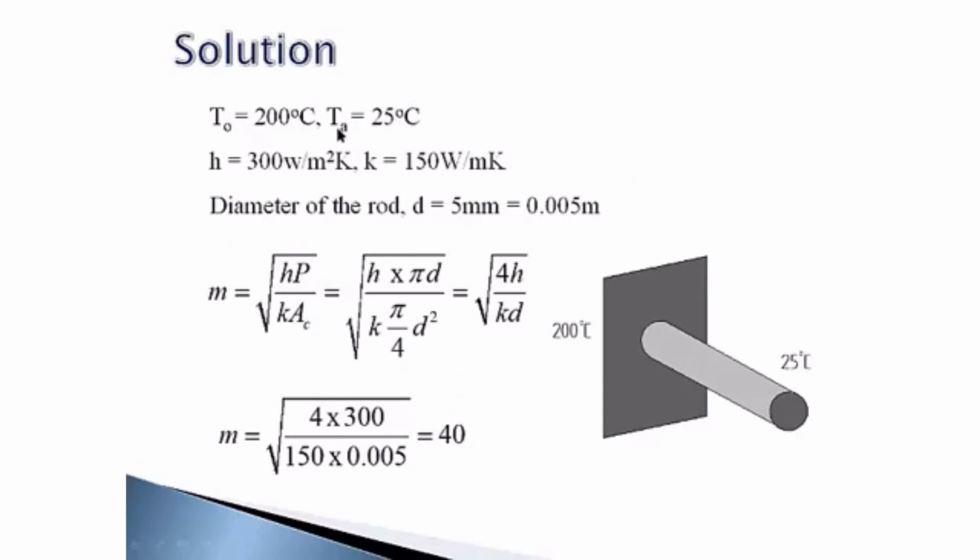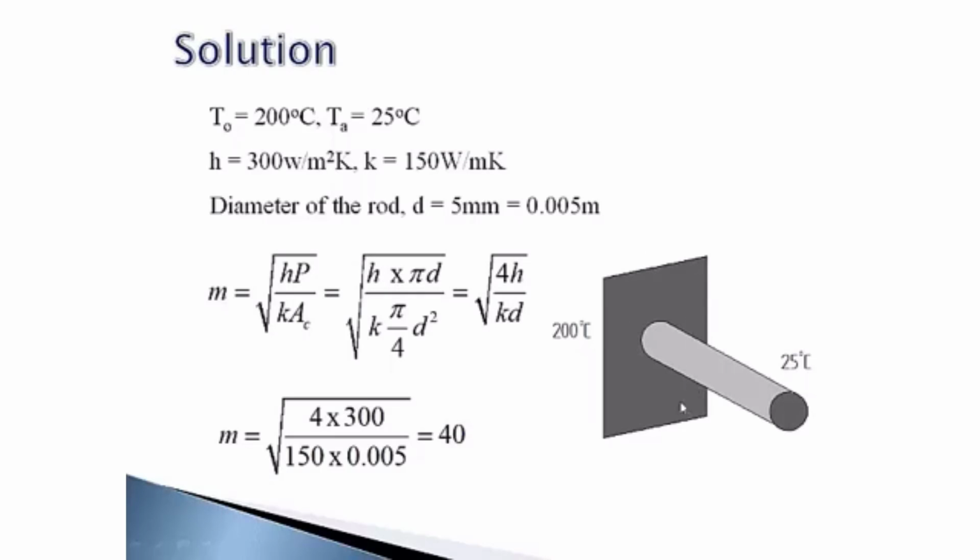T0 is the base temperature and TA is the ambient temperature. Heat transfer coefficient is 300 watts per meter square Kelvin. Thermal conductivity of the aluminum rod is 150 watts per meter Kelvin. Diameter of the rod, 5 mm, means 0.005 meter, divided by 1000, which will convert it into meter.